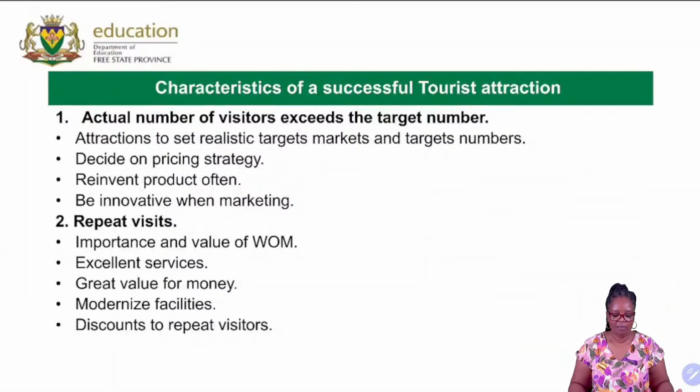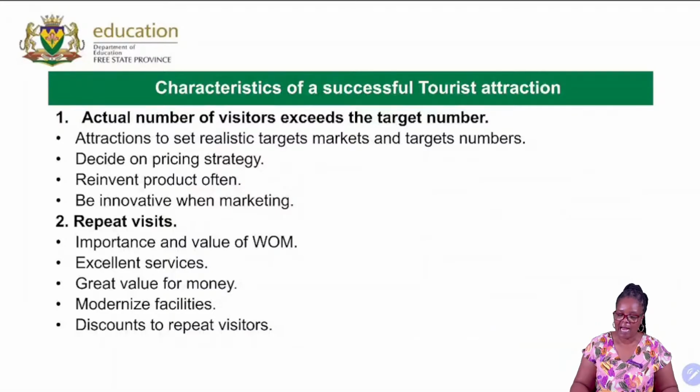The actual number of visitors. Those tourists that have visited the place are more than what the attraction had planned to have before. They are more than what they have expected. For example, if they are expecting 1,000 visitors per day, now they're having 1,500 or even 2,000. So it's more than what they have planned before. It's more than their target. It's exceeding.